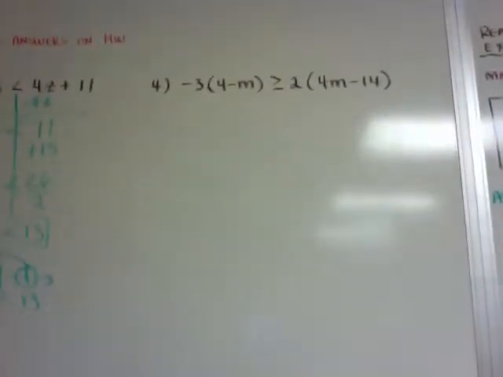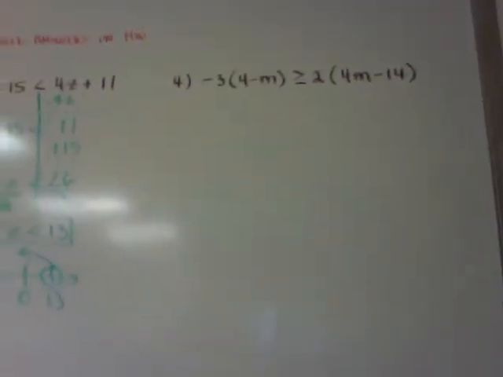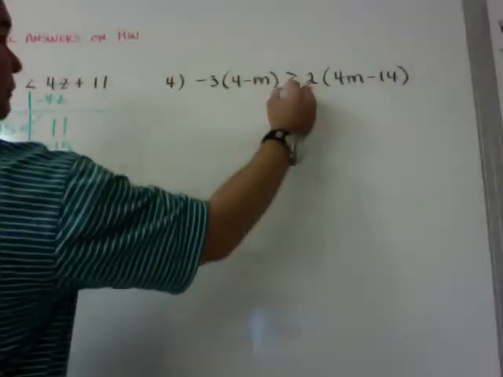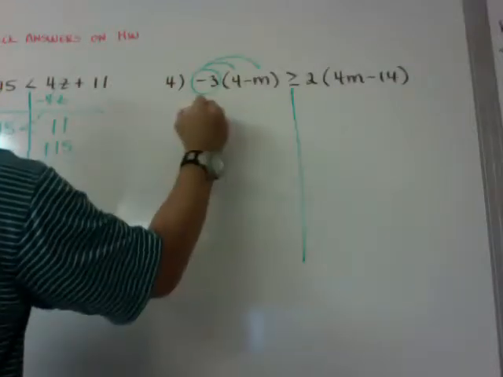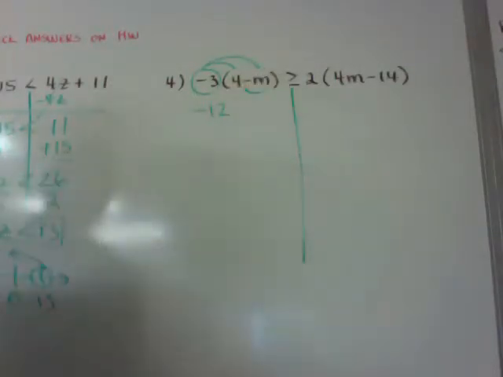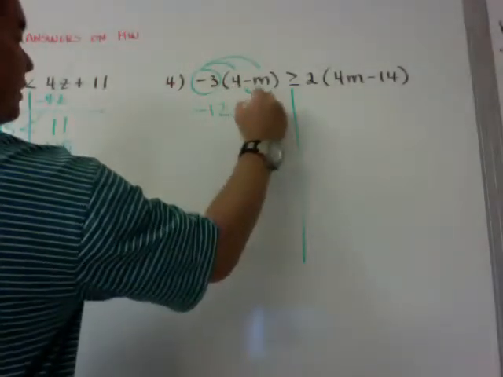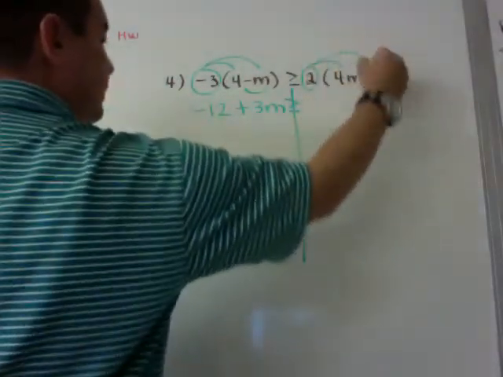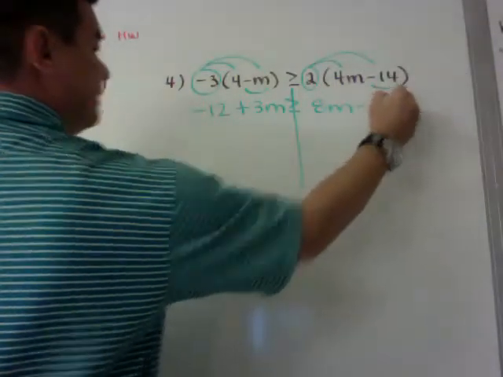Okay, so here's number 4. I have an inequality. I've got a double distributive. I'm going to distribute on both sides of the inequality. So I'm going to draw my line down the middle. When I take this and I distribute, I'm going to get negative 12. And be careful, remember it's negative 3 times negative m, which becomes plus 3m is greater than or equal to, and I'm going to take this and distribute, and again I have the negative 14, so it becomes 8m minus 28.